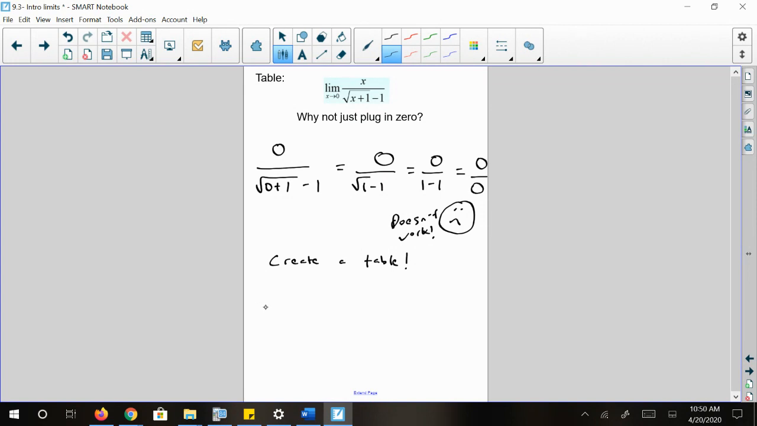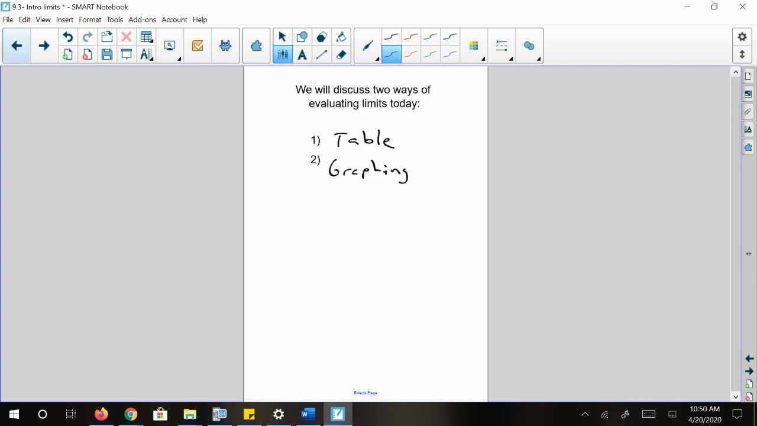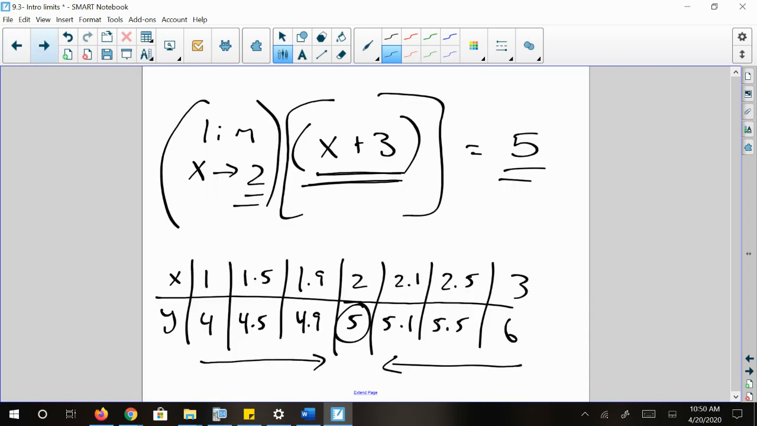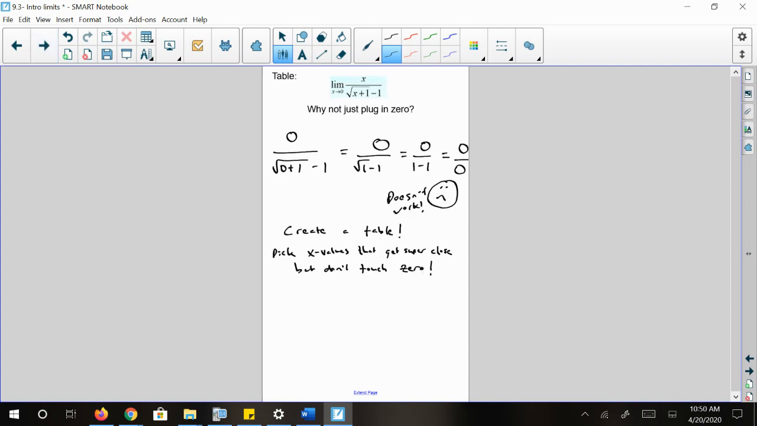Okay, so what I want to do here is pick x values that get super close, but don't touch 0. Okay, because we just showed that if we do touch 0, then we end up dividing by 0. But if I don't plug in things that are exactly 0, I might be able to get a reasonable expectation of what's going on around there. I'm just not going to know exactly what's happening at 0 since that point doesn't actually exist. Okay, but remember, a limit is not exactly what's happening at a point. It's a prediction of what's going to happen at that point based on what's happening around it. So if I can figure out what's happening around it, then I can calculate this limit.